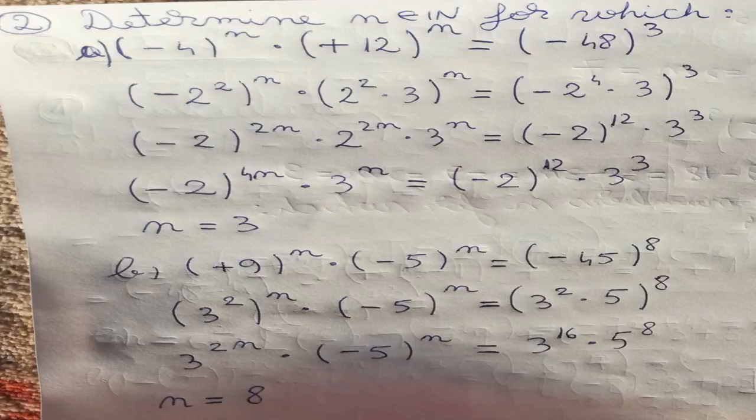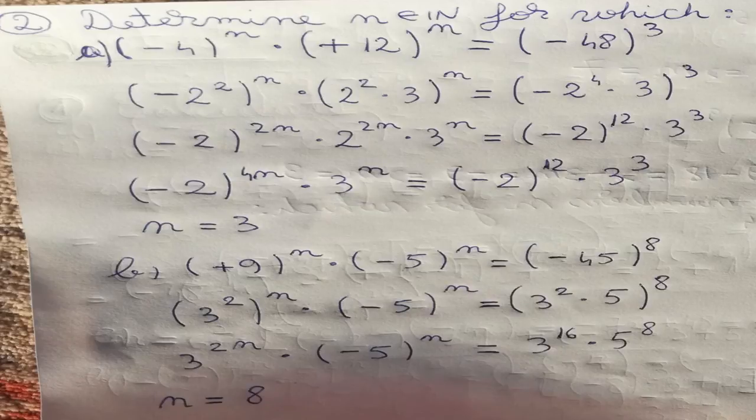Point B. (+9)^n times (-5)^n equals (-45)^8. (+9)^n can be written as (3^2)^n, times (-5)^n, and (-45)^8 can be written as (3^2 times 5)^8.